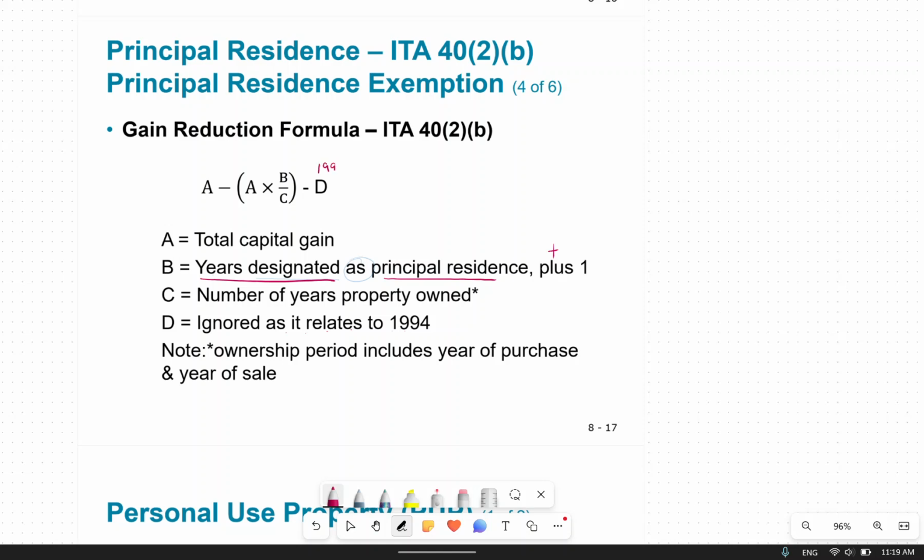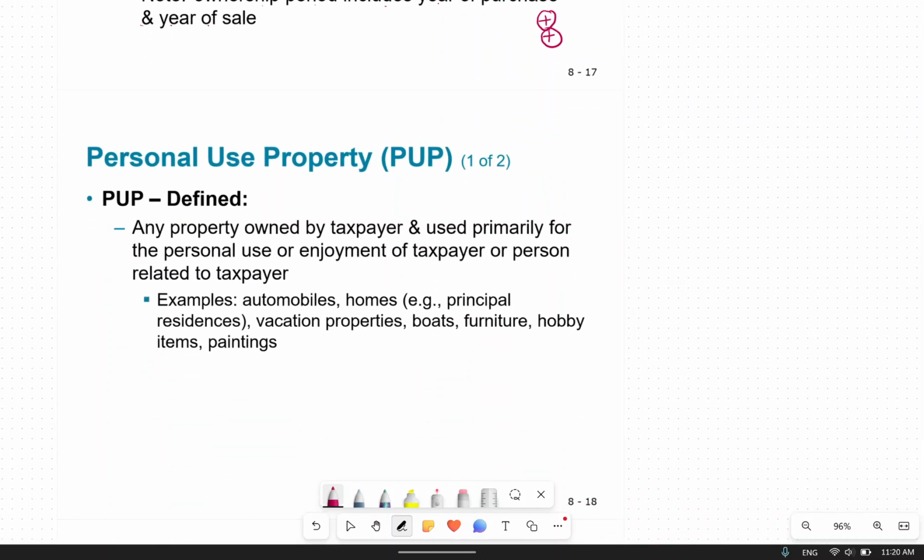If any property was owned in 94, then this happens. Otherwise we ignore it. Now there is a star here. The star goes with your C. The ownership period includes the year of purchase and the year of sale. So the year you purchase the property is included as a year, and the year you sell the property is also included. So when you calculate how long you have owned the property, you add these 2 years to the ownership of the property.